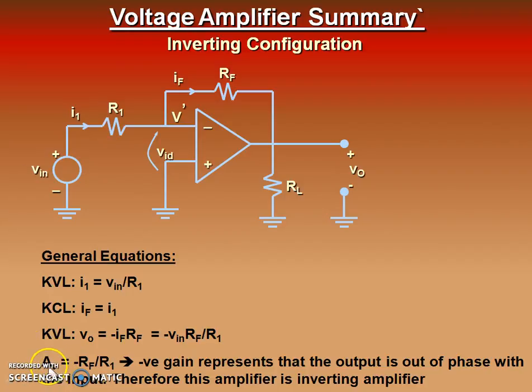Please note that this is the overall gain of this amplifier. This is not the gain of the op-amp only. The op-amp has a gain of infinite. Under this condition, the overall amplifier gain is minus Rf by R1. Here you can see that the gain expression has one negative term. This negative term represents the phase inversion between input and output. So the output waveform will be inverted in phase relative to the input signal.